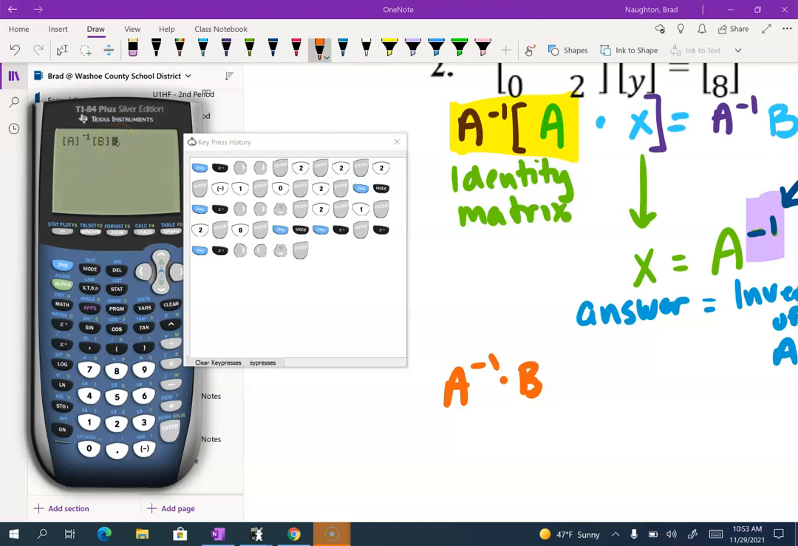Now, to give you a little bit of heads up, sometimes our answers are going to be in fractions. So to make your life a lot easier, you're going to hit this math button and say arrow frac, which means turn my answer to a fraction. So what you see right here, this is what you want. A inverse times B fraction. Boom. That's your answer. So in this case, we didn't have a fraction for an answer.